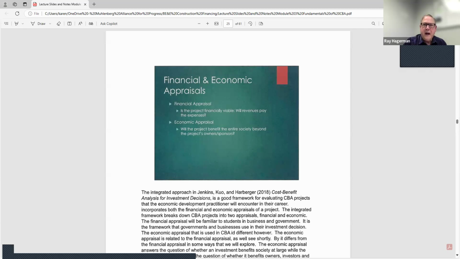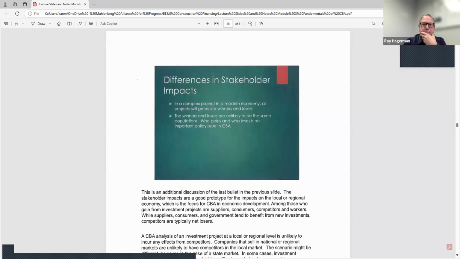The economic side of it is, however, looking not just at the financial side, but will society itself benefit? And when I say society, I'm generally talking about the local economy. We need to look at it and see that, yeah, it makes sense on paper financially, but will it really benefit the community? And that's the thing that we have to keep track of. Will it benefit the community far more than the costs that are going to be borne by the community, beyond the project's owners and sponsors?